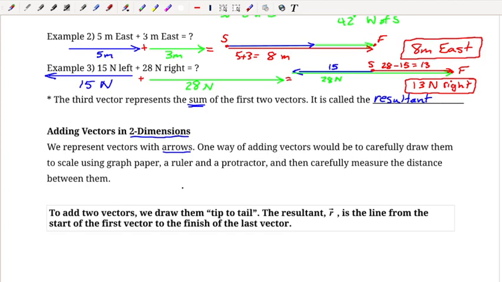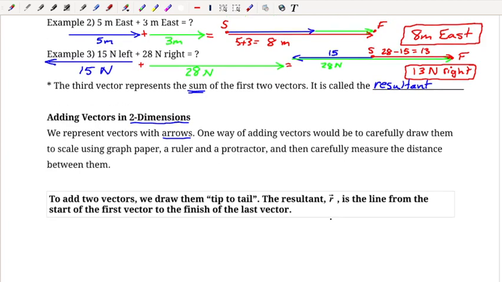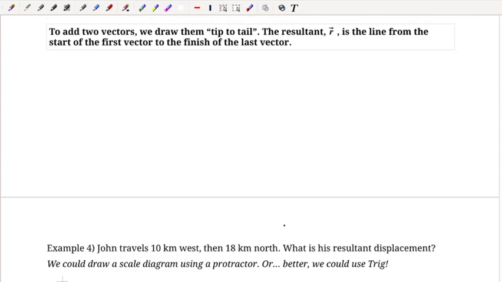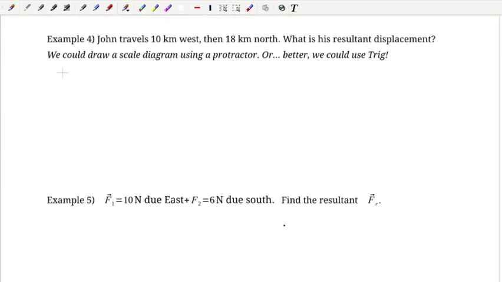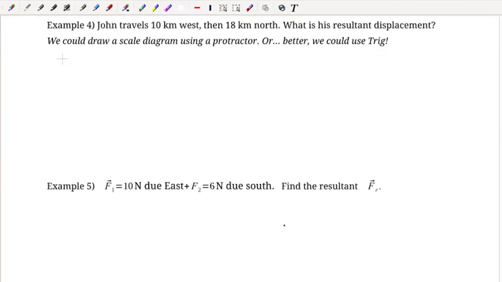So again, we've been saying this all along, but here's highlighting the result. To add 2 vectors, we draw them tip to tail, and the resultant, which I'm going to label R, is the line from the start of the first vector to the finish of the last vector, start to finish. Let's see some examples. Example number 4. John travels 10 kilometers west, then 18 kilometers north. What is his resultant displacement?